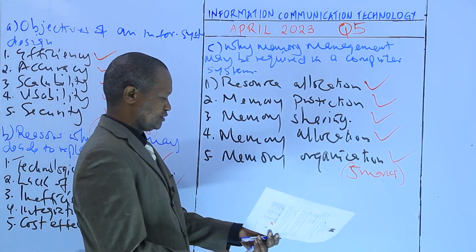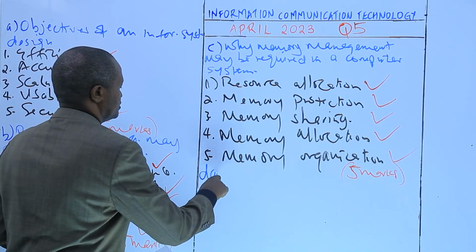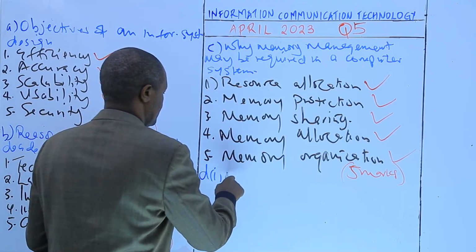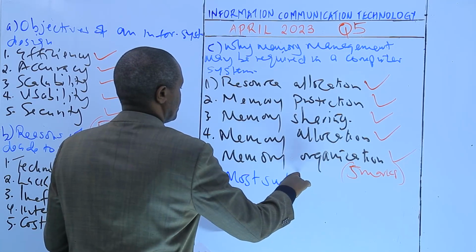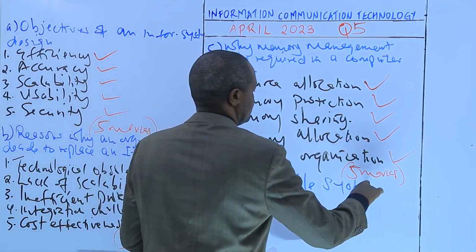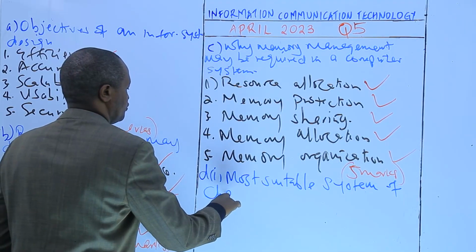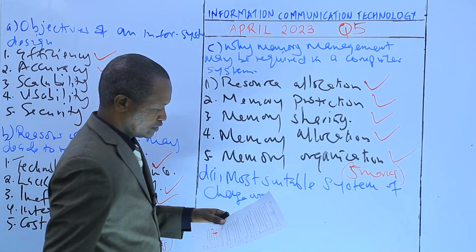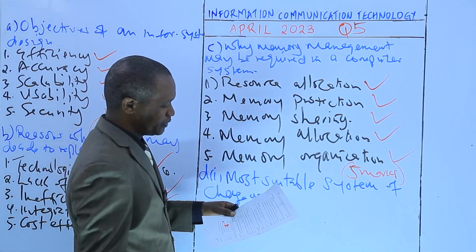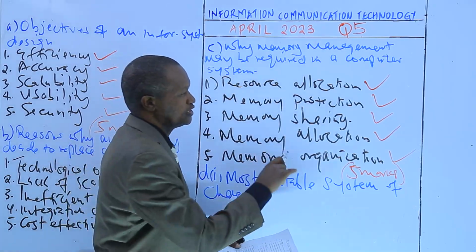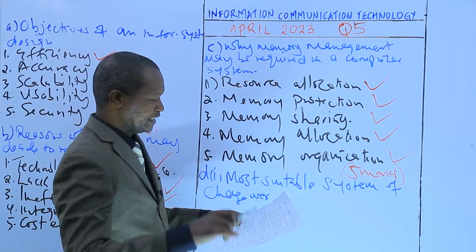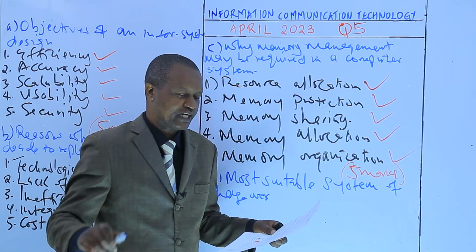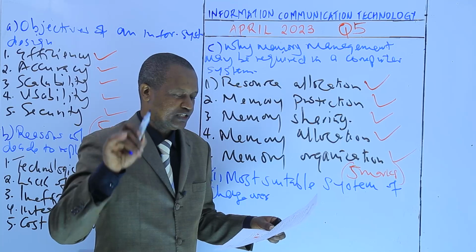So D Roman 1. Most suitable method of system changeover. We read that the organization is in the process of developing a new information system. The change is from the old system to the new system. So identify the most suitable method of system changeover to apply in the above scenario. We are told that a few managers are reluctant to embrace the new information system.